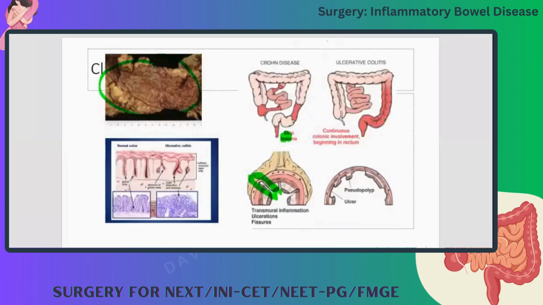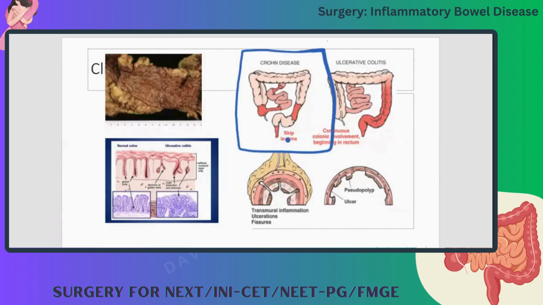See, here there is a lesion. Here there is a lesion. Here there is a lesion. And another thing is obvious in this picture. Can somebody tell me? I'll be satisfied that this is skip lesions. And one more thing, which is an important finding of Crohn's disease, is transmural involvement.